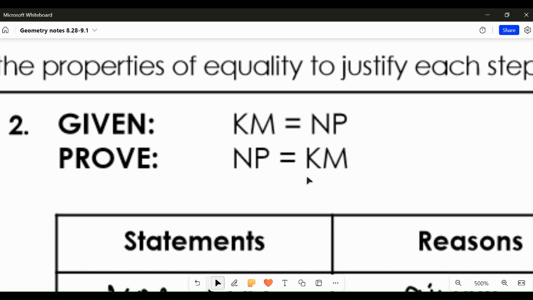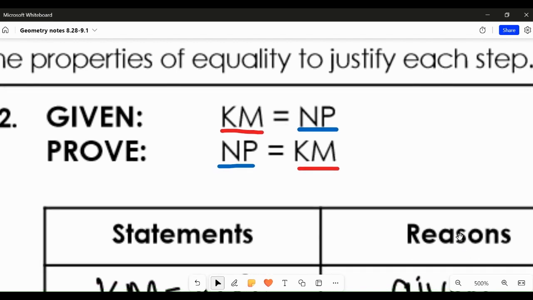Now, if that's the case, notice what they did for what we're trying to prove. We started off with Km being over here on the left side of the equal sign. For the proof, it's now on the right side. Then for NP, it was on the right side, but now it's on the left side. Did we change anything about these? Did we change the letters? No. We just changed the order of where these things were. Now, hopefully you remember which property this is with these little bits of hints.